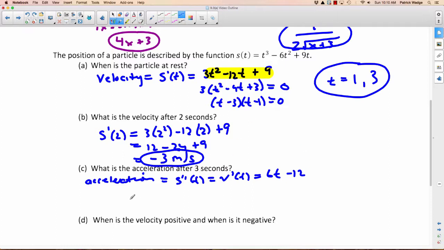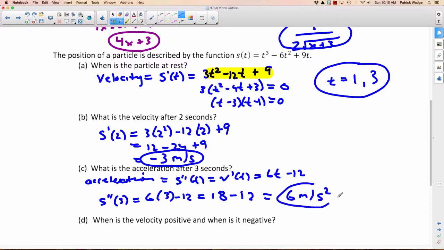So if we want to know the acceleration after 3 seconds, what we're interested in is s double prime of 3. Just plug 3 in right here. 6 times 3 minus 12 is 18 minus 12. It's 6, and it's acceleration, so it's meters per second squared.